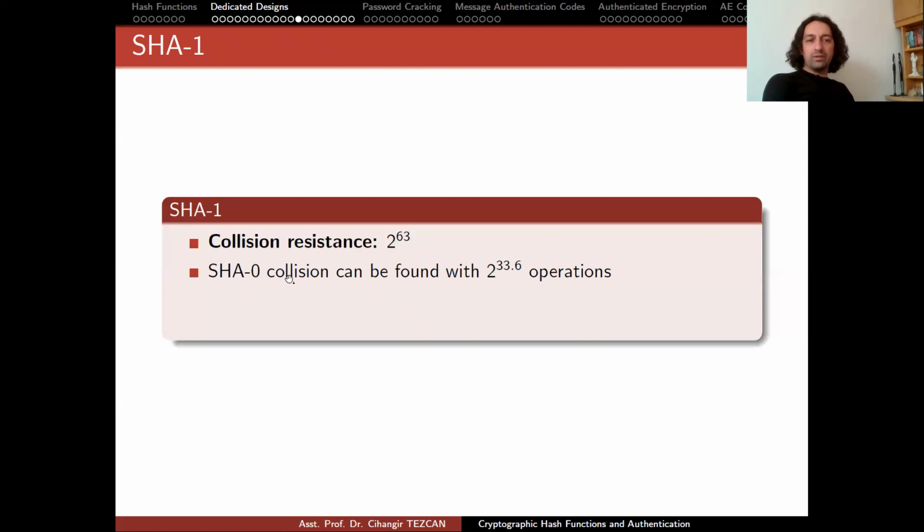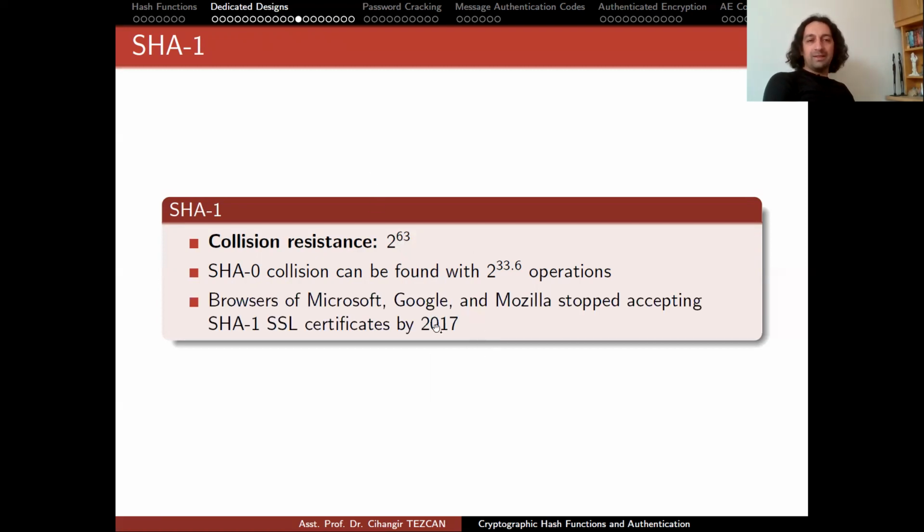But as you can see, SHA0, which was weaker, you can find a collision for SHA0 with 2 to the 33 operations. So you can easily break SHA0, but SHA1 is not that easy to break. And due to this attack, actually, browsers of Microsoft, Google and Mozilla stopped accepting SHA1 SSL certificates by 2017. If you remember that time, after 1st of January, a lot of websites, the browser gave you a red error saying that this might not be secure to visit this website and so on. This was due to the fact that they were using SHA1 SSL certificates.